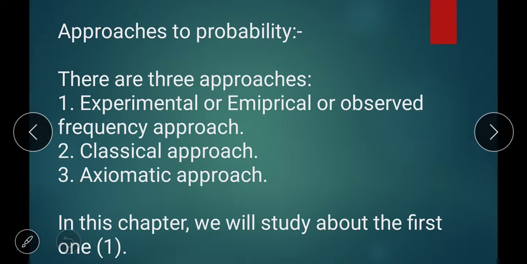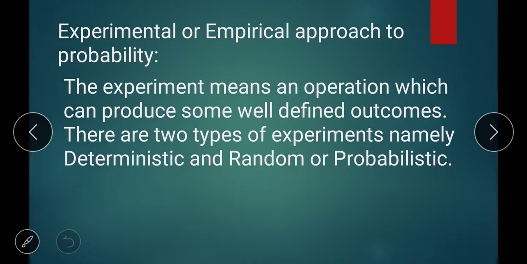Approaches to probability. There are three approaches: experimental or empirical or observed frequency approach, classical approach, and axiomatic approach. In this chapter, we will study the first one. What is that? Experimental or empirical approach to probability. The experiment means an operation which can produce some well-defined outcomes. There are two types of experiments, namely deterministic and random or probabilistic.